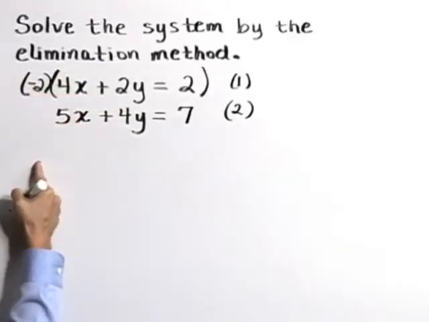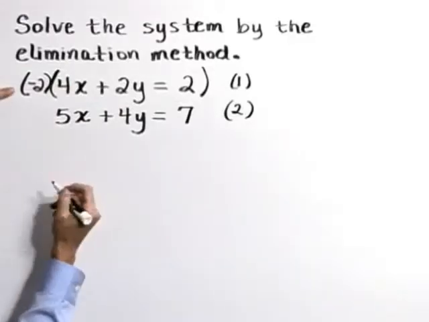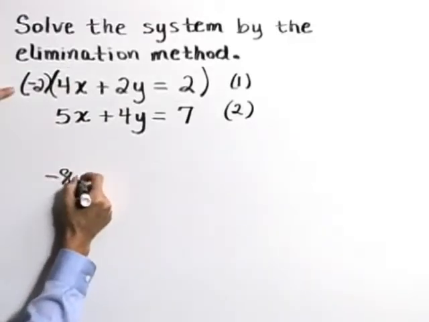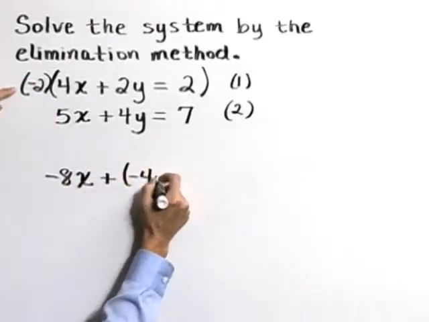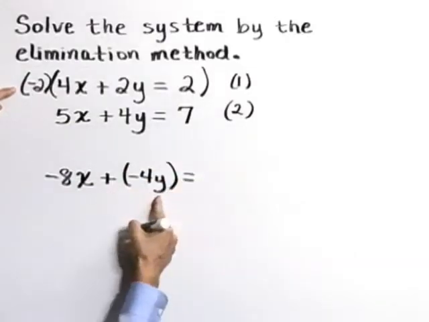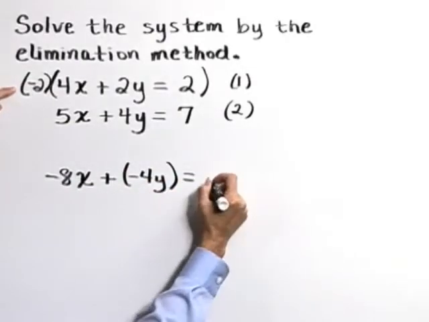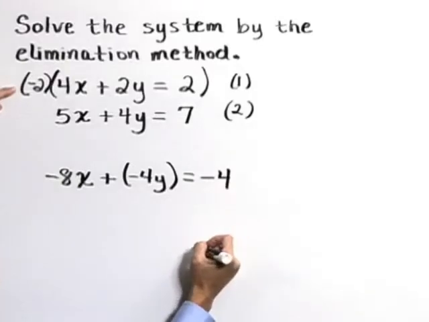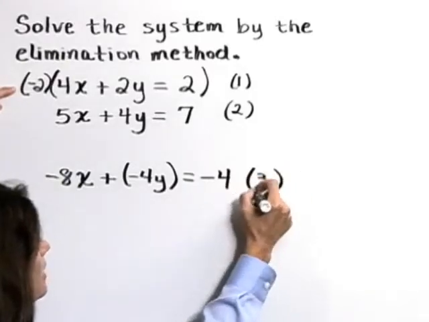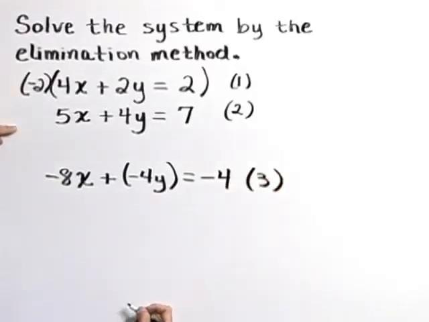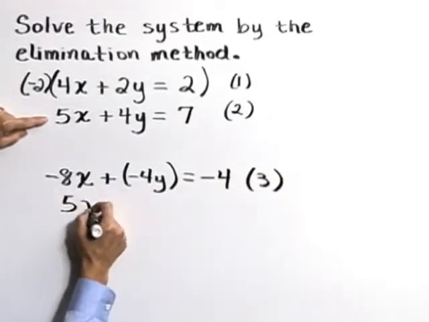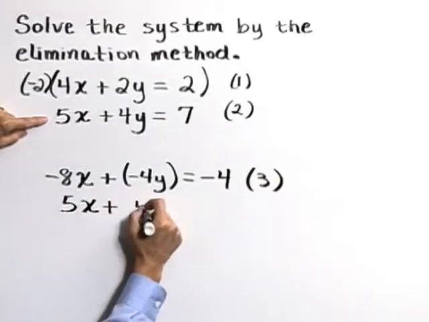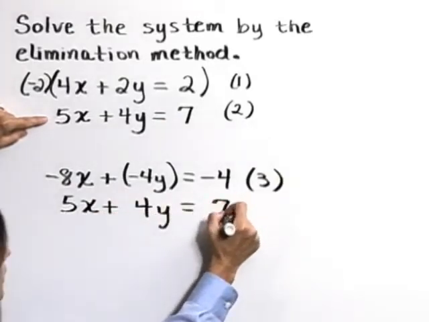So let's do that. Negative 2 times that 4x gives a negative 8x. Negative 2 times the 2y gives a plus a negative 4y, or you might have said there just minus 4y, and that's equal to a negative 4. I'm going to go ahead and call that equation 3 since we've changed things up a bit. Now we want to add that to our previous equation 2, which was 5x plus 4y is equal to 7.